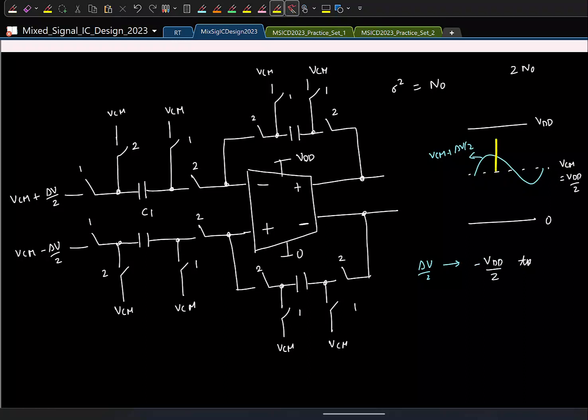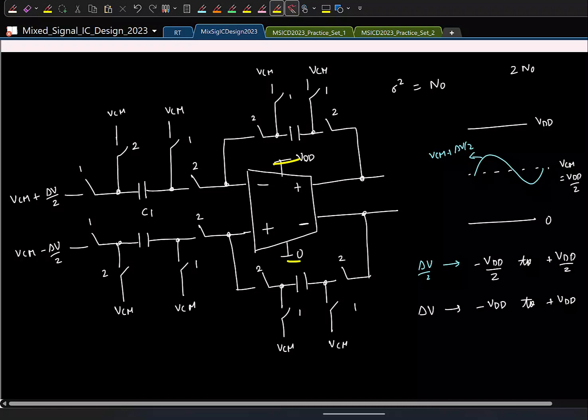So it can go to minus VDD by 2, and the maximum it can go is plus VDD by 2. So the differential signal delta V, what will be its range? Delta V by 2 goes in this range, so delta V goes from minus VDD to plus VDD. That's why even though we have a single-ended supply, for a differential case we can have minus VDD to plus VDD.